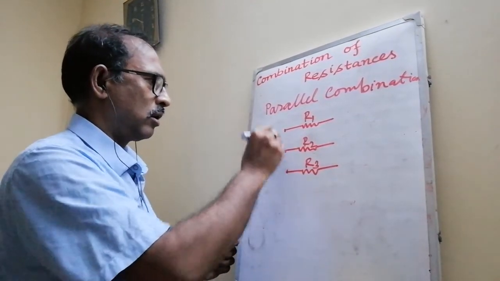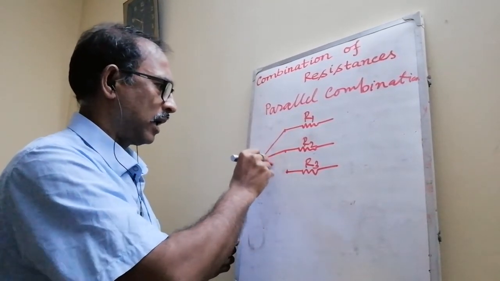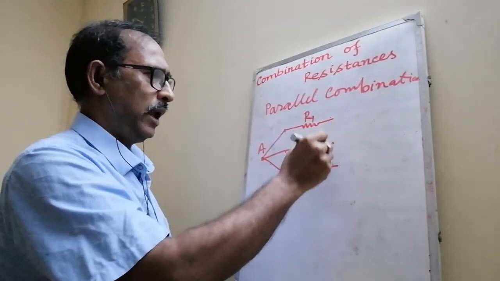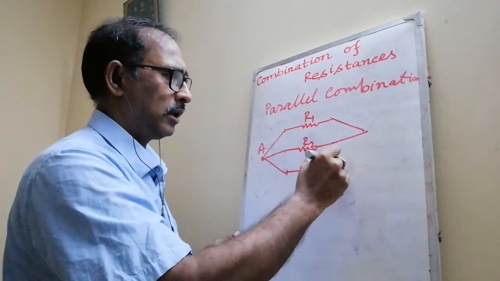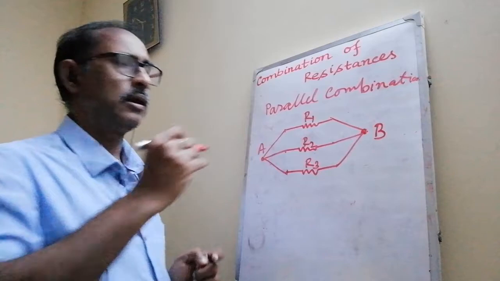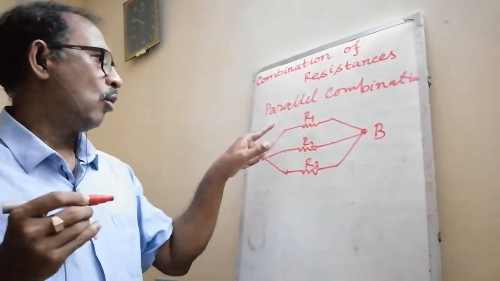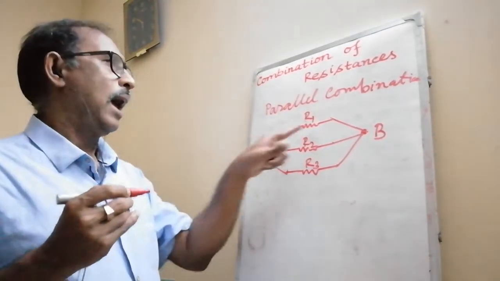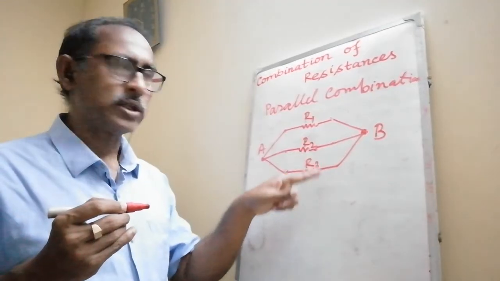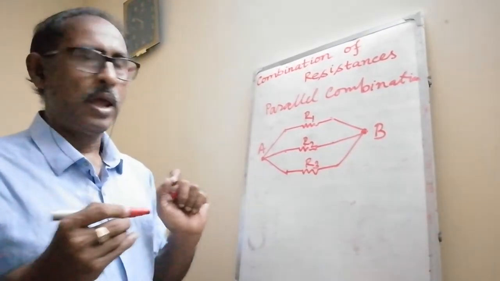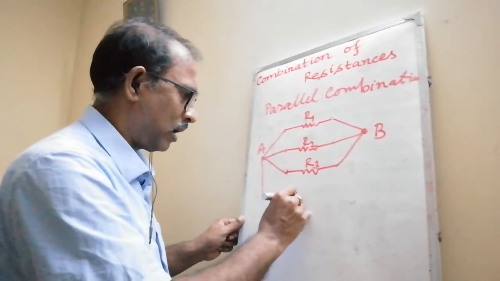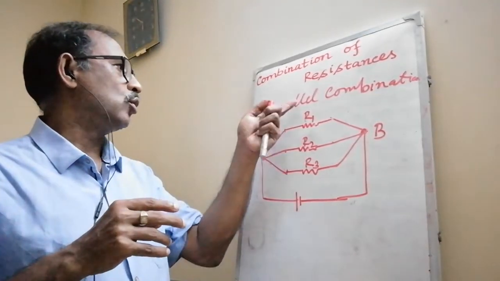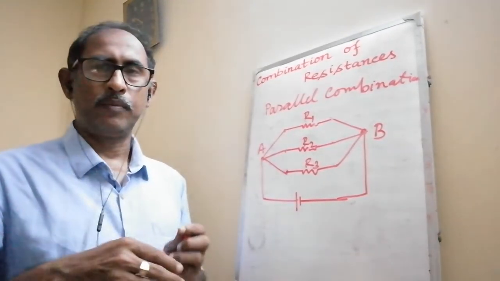This end, all are connected at a single point, say A. The other ends are connected at the other point B, a separate point. One end of each resistor is connected at a single point, and the other ends of the resistors are connected at another point, and these two points are connected with the source of electricity. This combination is known as parallel combination.